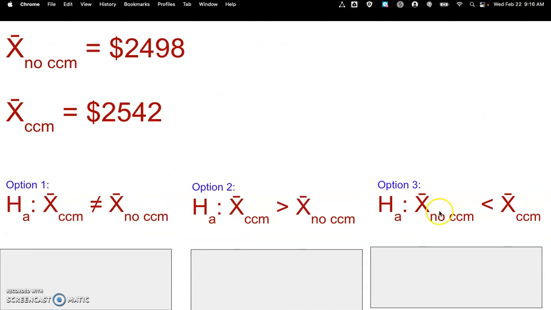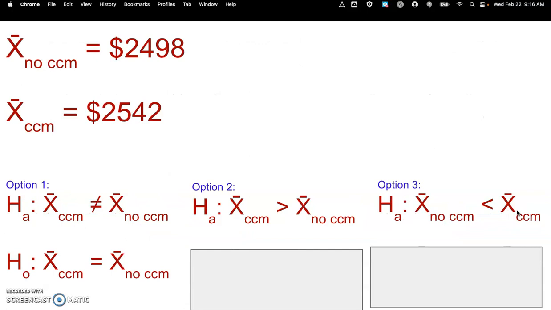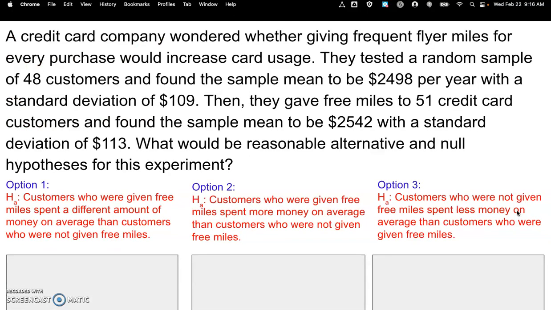Okay, we could also hypothesize, right, and this is just the reverse of option 2. We could say that on average, customers that were not given free miles spent less than customers that were given free miles. And again, this cannot be explained by random chance. That's what we're hypothesizing. And so let's start thinking about our null hypothesis.